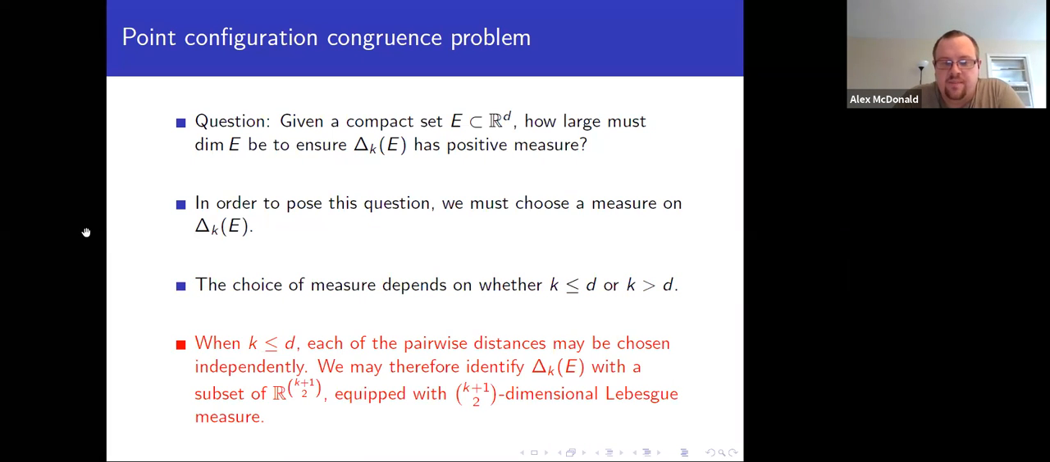So when k is less than or equal to d, we can do kind of the most obvious thing, which is that it's easy to see that two configurations are congruent if and only if all pairwise distances are the same. So we can identify this space of congruence classes, delta sub k, with a k plus 1 choose 2 dimensional vector, where you're getting your vector by, you have this k plus 1 point configuration. Out of those k plus 1 points, any way you can choose 2 points, you get a distance. So there are k plus 1 choose 2 different distances, and if you just impose an ordering on pairs and take the vector of those distances, you have a subset of Euclidean space with k plus 1 choose 2 dimensional Lebesgue measure. And you can pose this question at the top with respect to that measure.